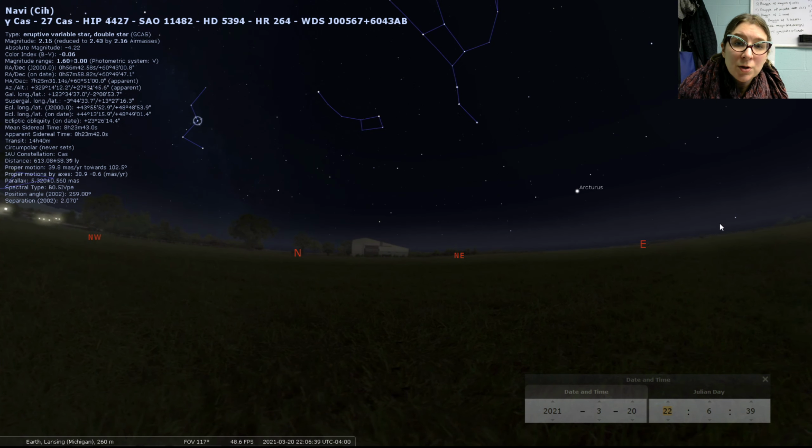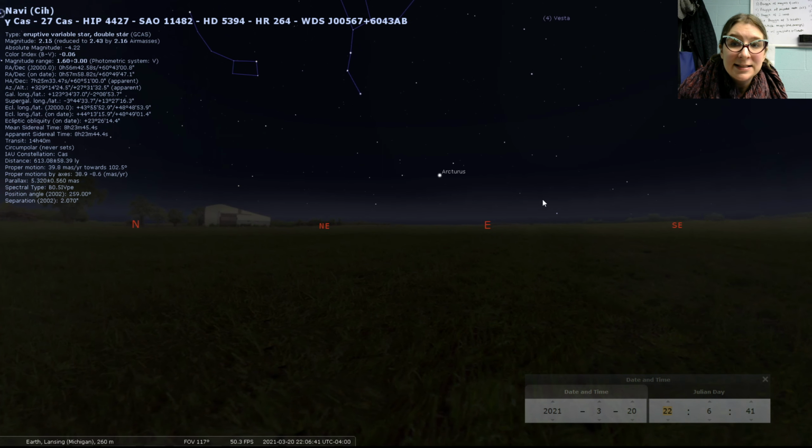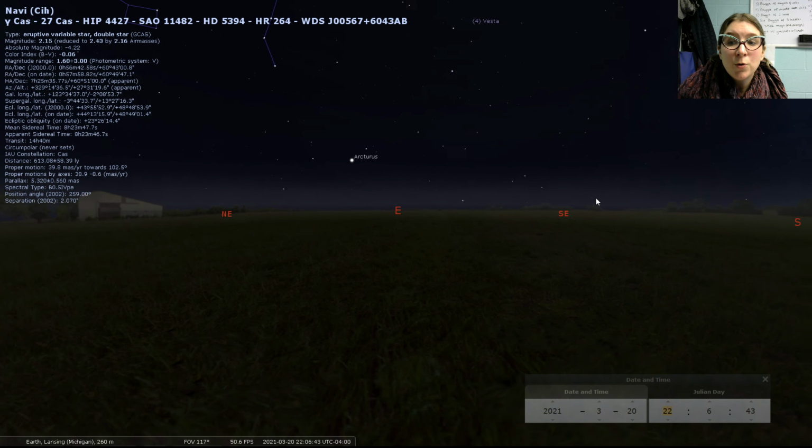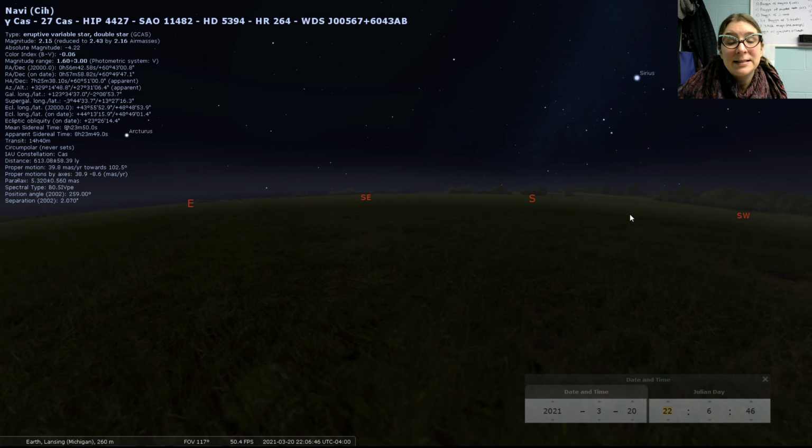But as the Earth goes around the sun, our night side faces different sets of stars, and those are our seasonal constellations, and that's what we see towards the south.